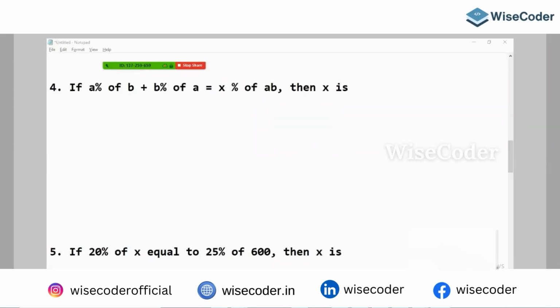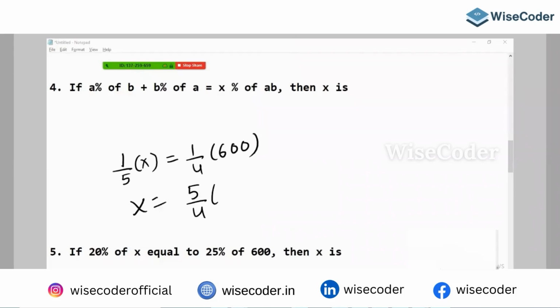If 20% of X equals 25% of 600. 20%, can you write as 1/5? Yes. So 1/5 of X equals 1/4 of 600. So he is asking, what is X? So X is equal to what? 5 will come in the numerator. Yes or no? Then 5 by 4 of 600.